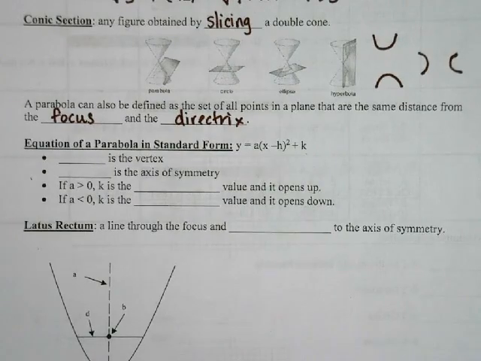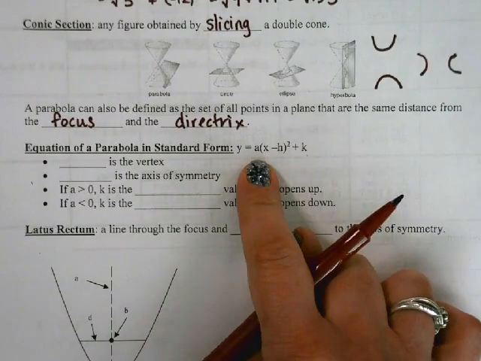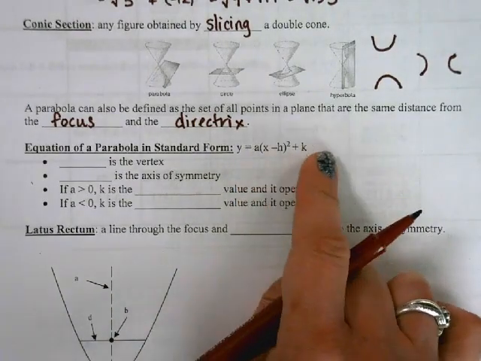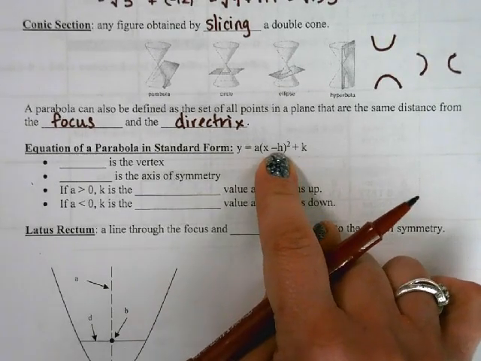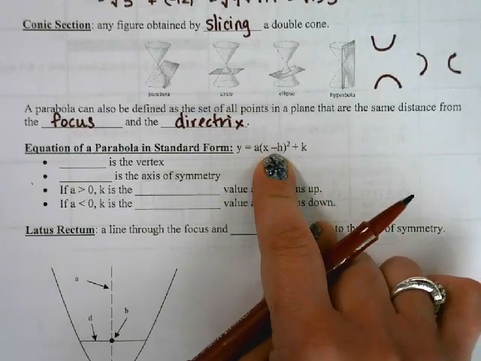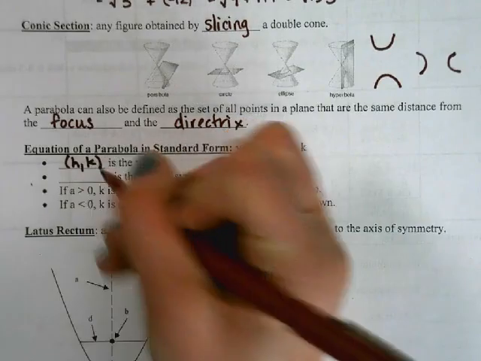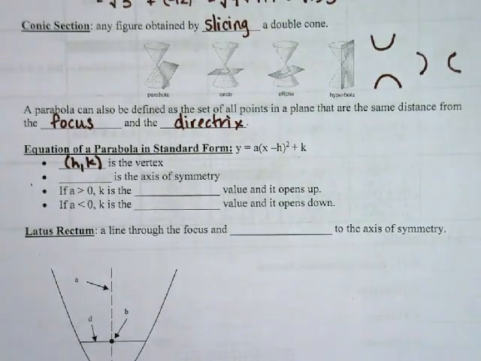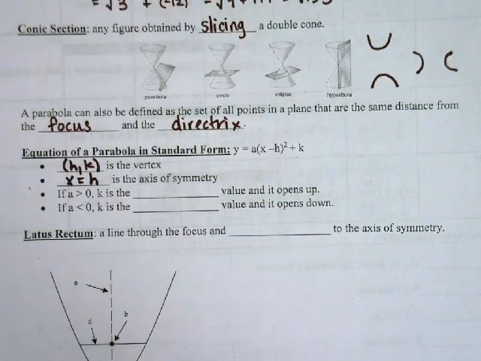Okay, so the equation of the parabola in standard form. We've seen this before in chapter 6. We called this vertex form when we were in chapter 6 because I can look at this and say, hey, I know where the vertex is. It's at (h, k). And x equals h is the axis of symmetry.